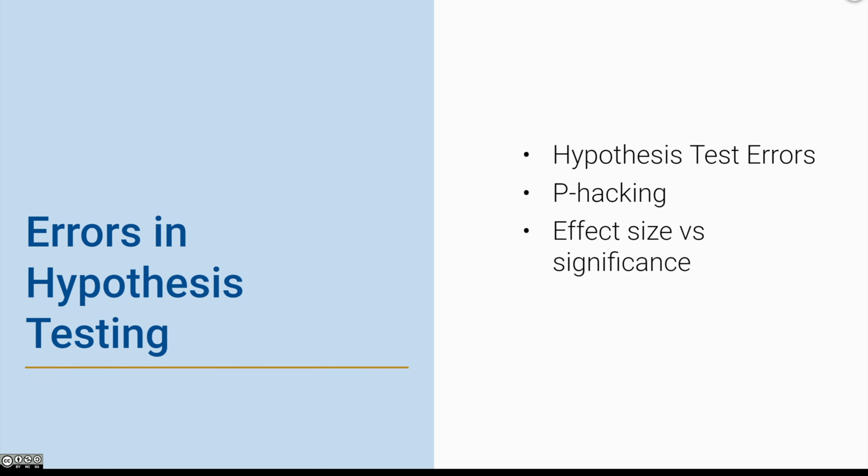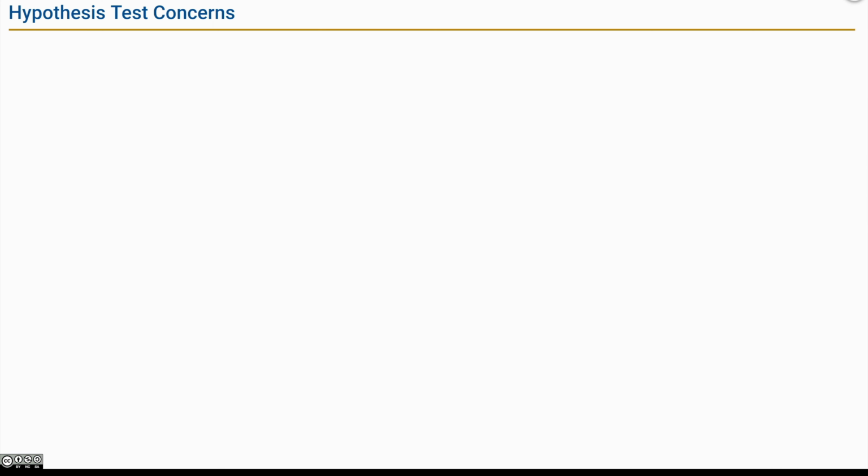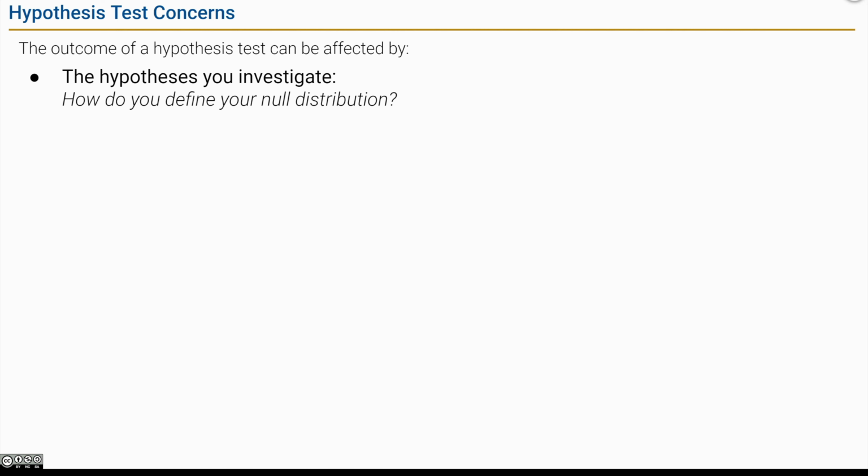So now we're going to talk about some of the ways that we can make errors in the hypothesis testing framework. So first, a couple of things that I want you to think about anytime you're setting up a hypothesis test, because the outcome of your test can be affected by a lot of factors that you want to really consider.